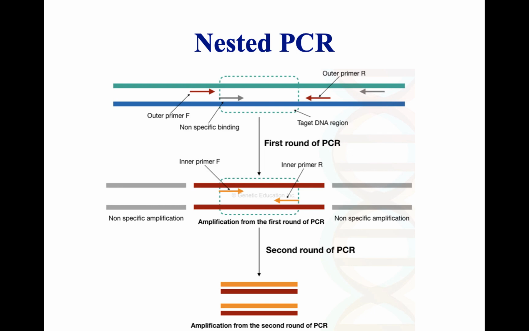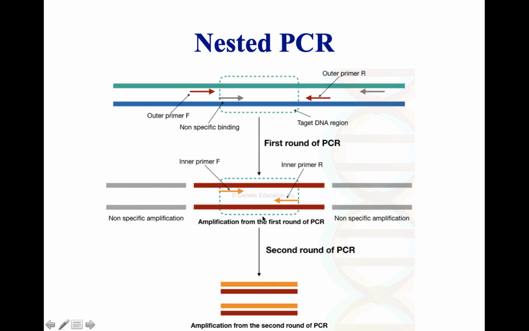In the second round of the PCR, the second set of primers, inner primer F and inner primer R, bind internally within the amplified product formed in the first round of the PCR, and ultimately produce the amplified product in the second round.